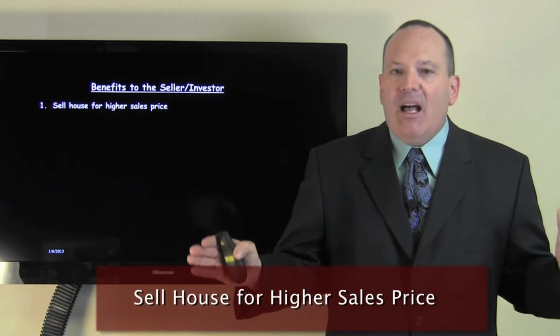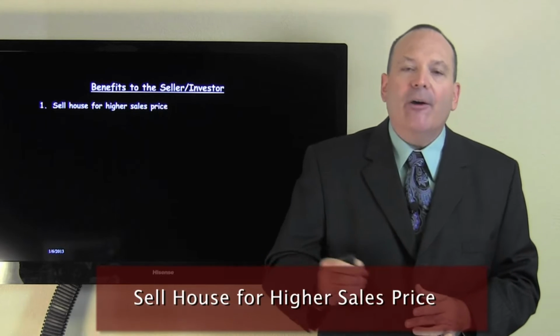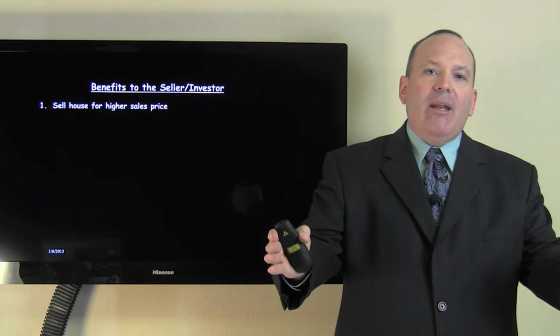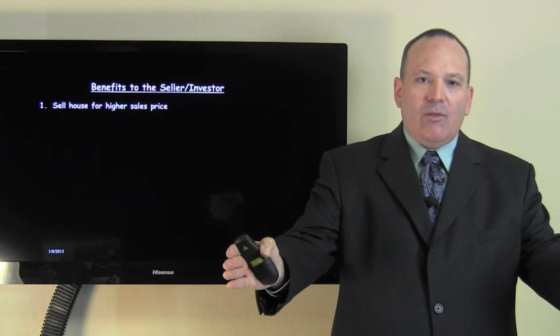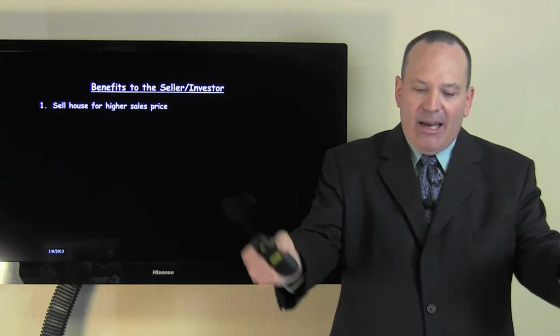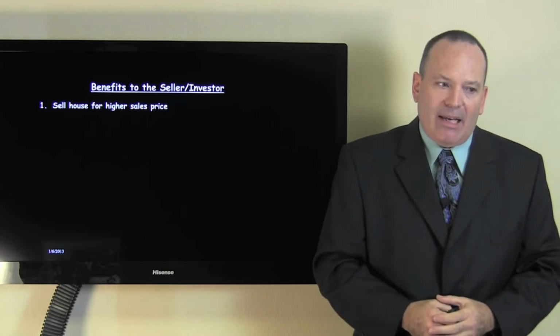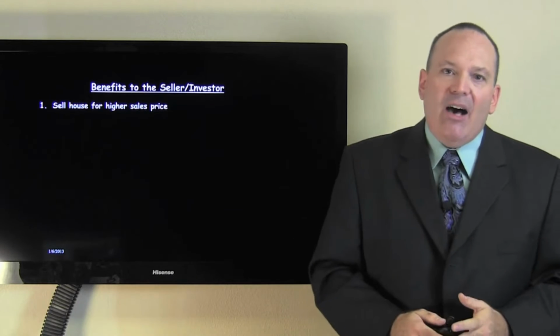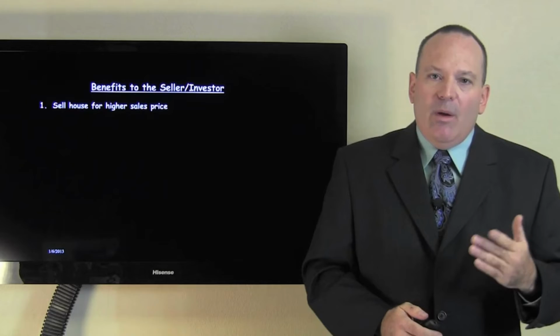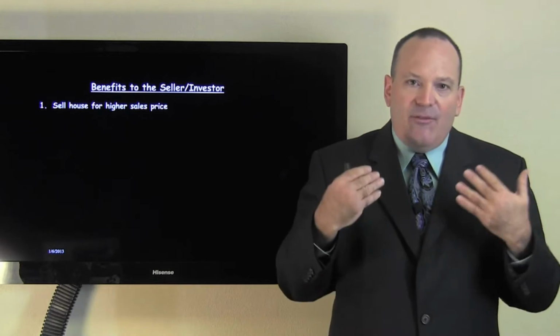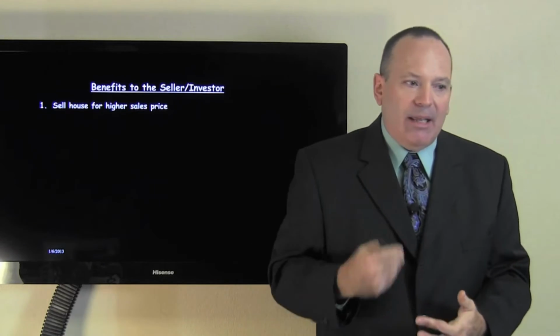The biggest benefit they have is they can sell the house for a higher sales price. They can always sell the house for a higher sales price than they can with a traditional mortgage loan buyer. All right, we're not trying to deceive anybody here. If the buyer wants to know what it's worth and they want to get comps or get an appraisal, that is a good idea. We want legitimacy. We want to do this correctly. But you can always sell the house for a higher sales price with seller financing because that's valuable. There's a value happening there.